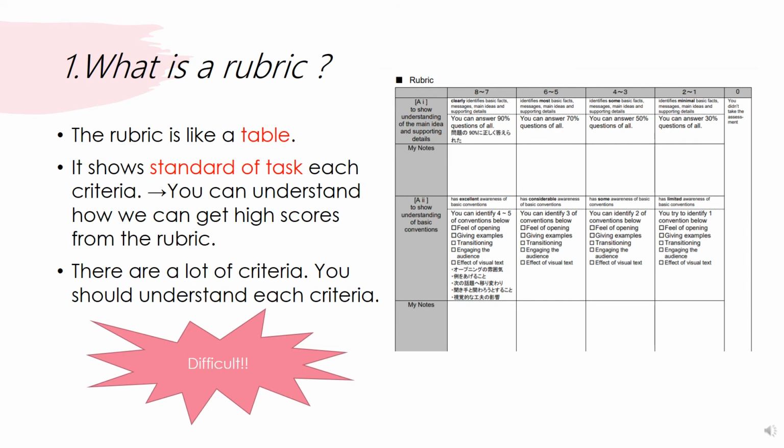First, what is a rubric? The rubric is like this table. There is a lot of information in a rubric: the standard of the task and how you can get a high score in each criterion. There are a lot of criteria like A1, A3, B1, C4, D2, so you should understand each criterion. However, some people feel that understanding each criterion is difficult, but no problem. You can get used to understanding it.